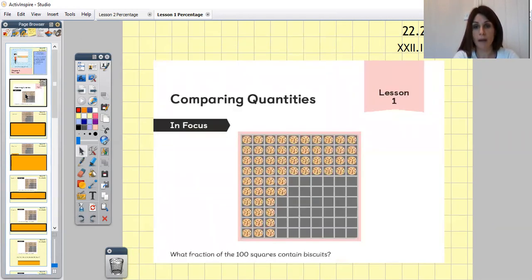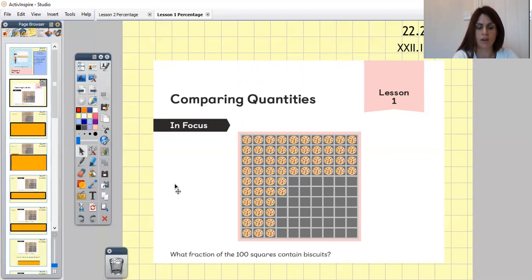So we're starting off with comparing quantities. So it gives us this image here, and it says, what fraction of the 100 squares contain biscuits? So you notice that link back to work. We're talking about percentages, but we're linking back to fractions. So we're using our knowledge of what we know. Now this should be quite an easy one for you to do.